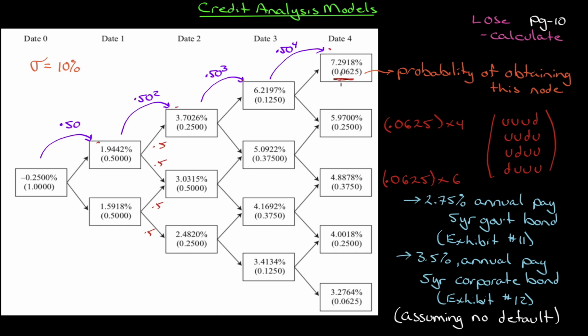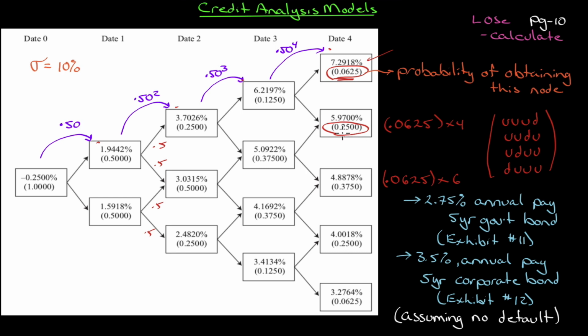So this is 0.5 to the 4. You'll get 6.25%. The probability of obtaining this node is 6.25%. We're going to need these probabilities. The probability of obtaining this node is 0.25 or 25%.